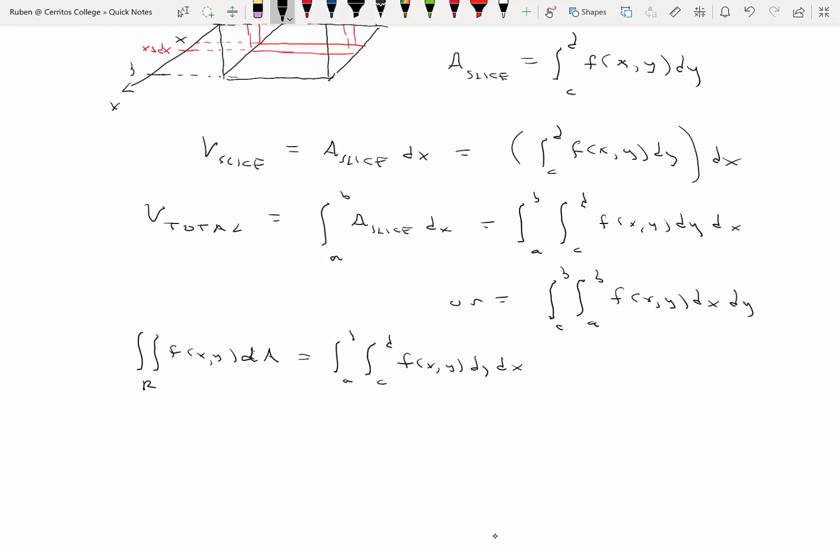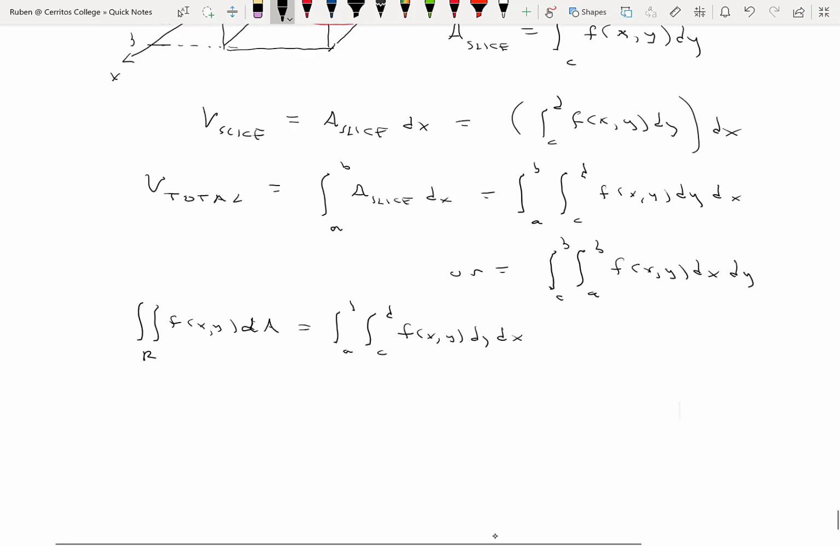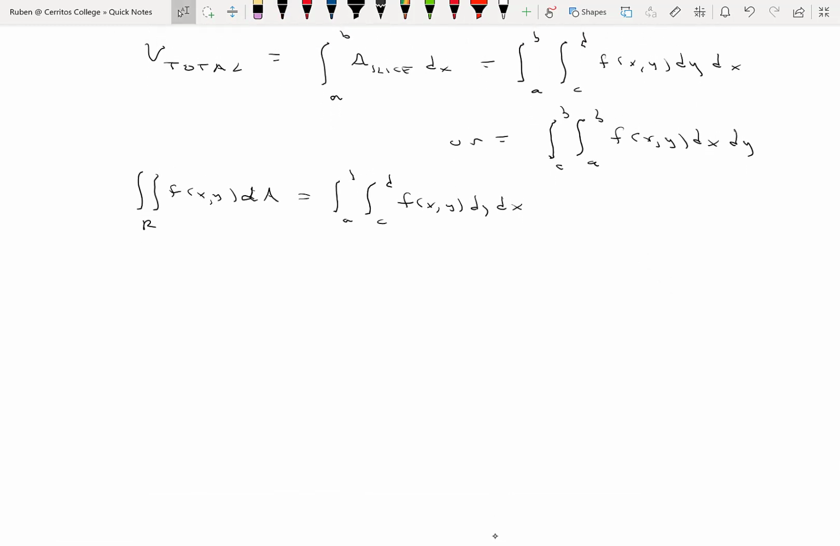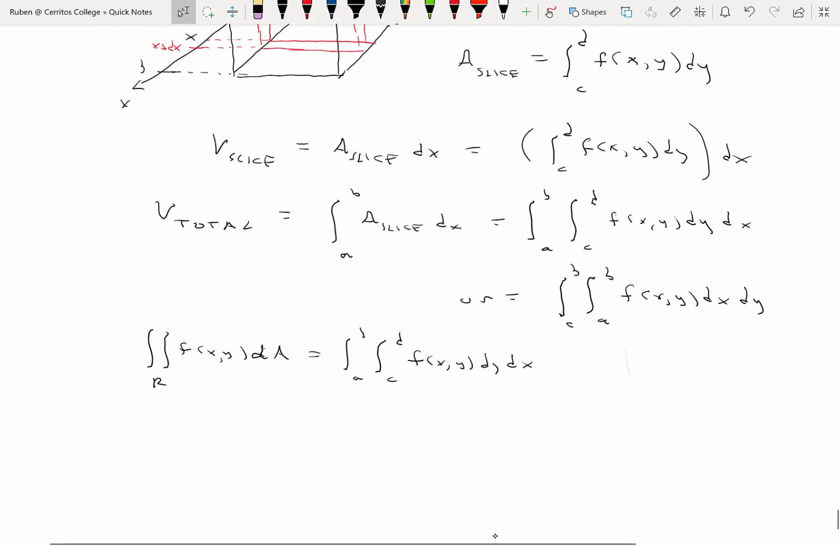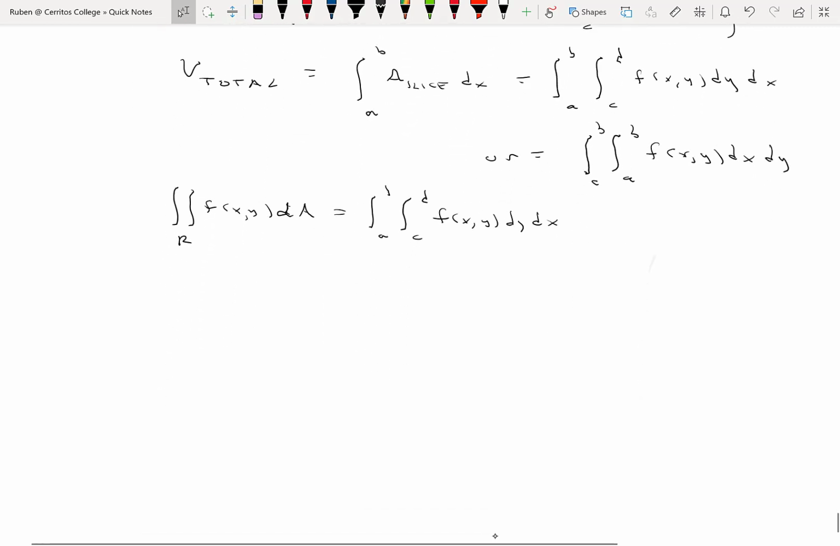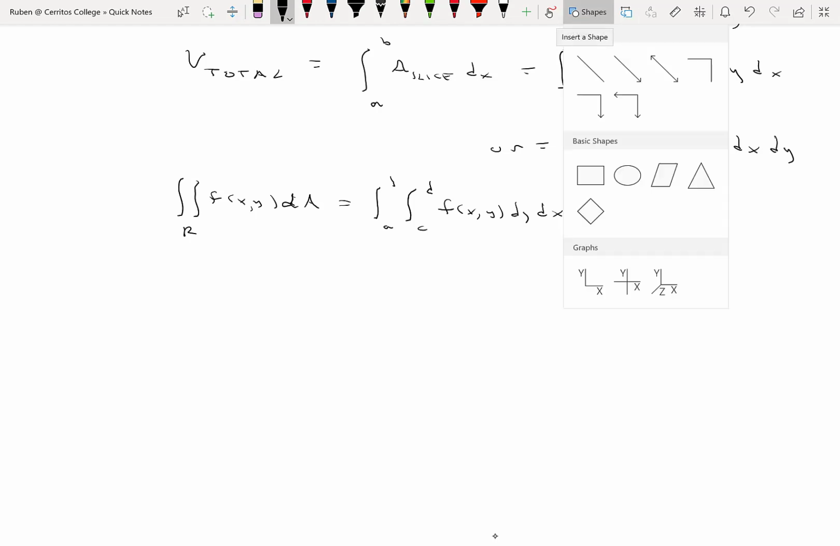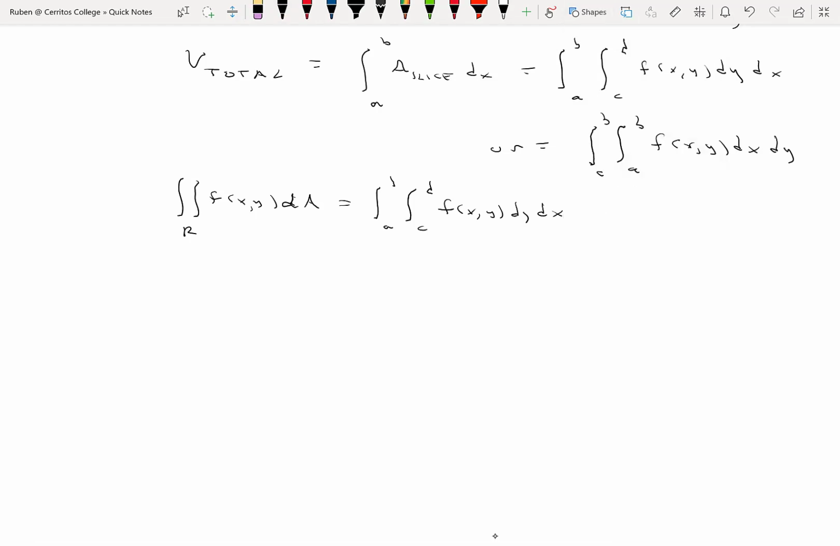Now, I want to make an observation here that we didn't make last time, that we could have completely determined the limits of integration by simply looking at the rectangle in the xy plane. We could have determined these limits of integration not by looking at the entire surface, but only looking at the rectangle in the xy plane.